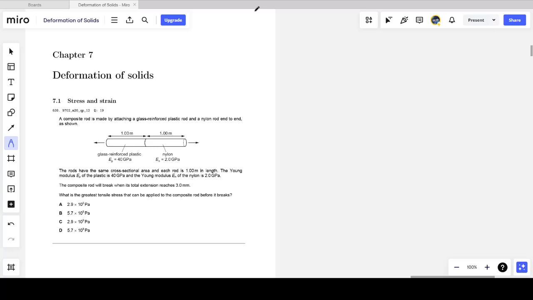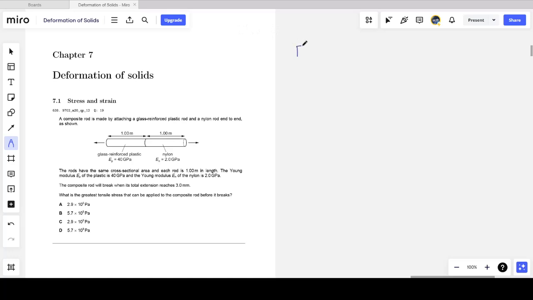Now, how do we start this? We're given lots of information. Well, essentially, we want an equation that will give us the total extension, because the extension of the nylon plus the extension of the plastic will give us the total extension, and then we can use that equation to eventually solve for the tensile stress. So we have to figure out what we can do.